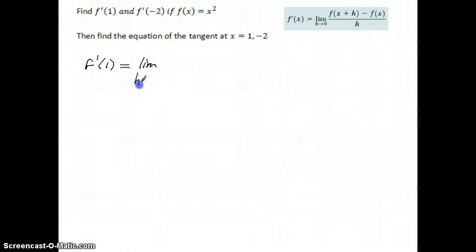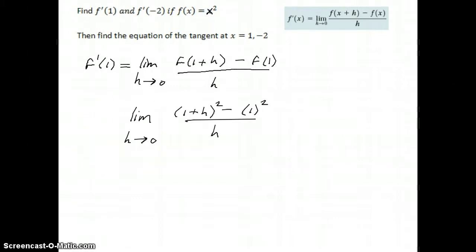So we have the limit as h goes to 0 of f of 1 plus h minus f of 1, all divided by h. Okay, so we need to plug in some values into the x within our function. Let's see what that looks like. Alrighty, we've plugged in our values and we have this algebraic expression that we need to deal with.